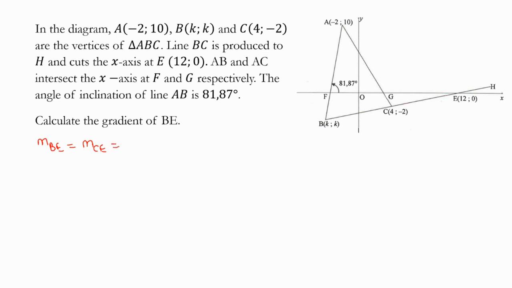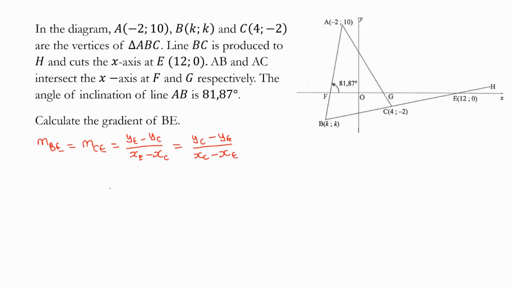This gradient of CE is the y coordinate of E minus the y coordinate of C, over the x coordinate of E minus the x coordinate of C. Or you can say the y coordinate of C minus the y coordinate of E, over the x coordinate of C minus the x coordinate of E. Any of those will get the same answer.